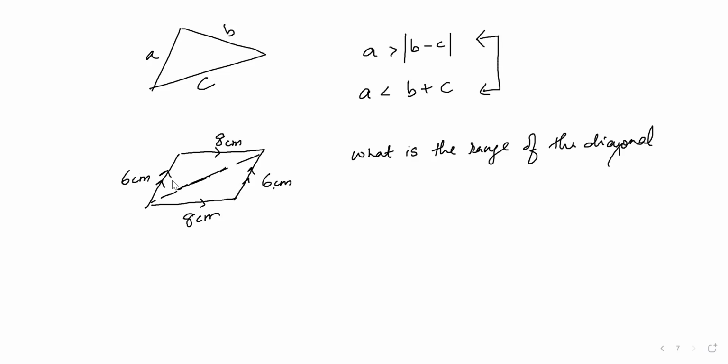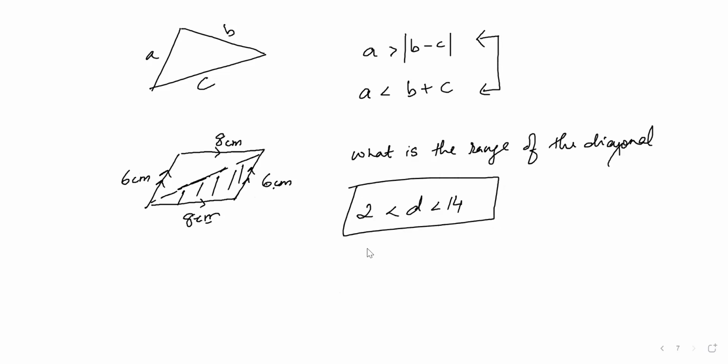Because that's a property of a parallelogram. So I know my diagonal has to be lesser than the sum of the other two because it's a triangle property, right? This is my triangle, right? So this diagonal has to be lesser than 14, and at the same time, the diagonal will have to be greater than the difference of the other two sides. Therefore, it should be greater than 2. And hence, this is my answer. The range of the diagonal is between 2 and 14.